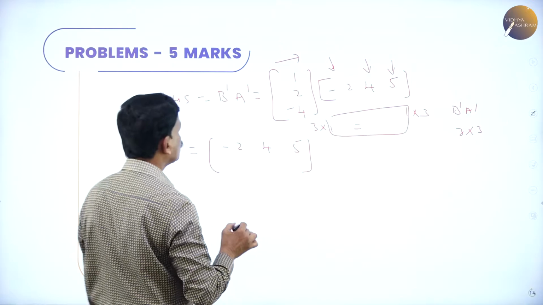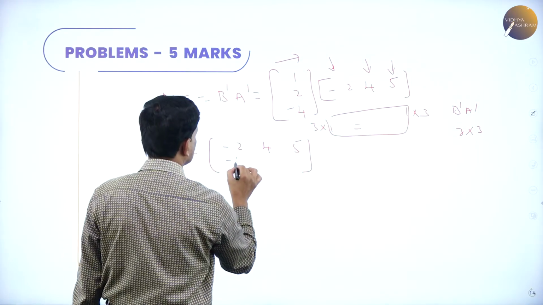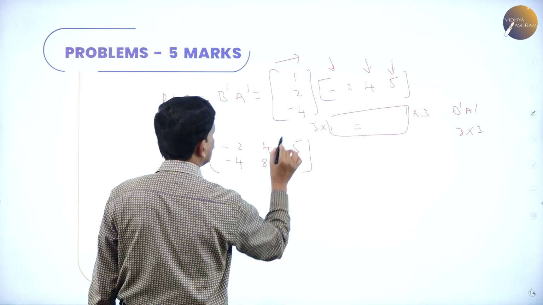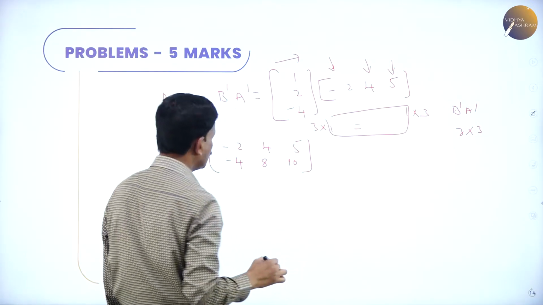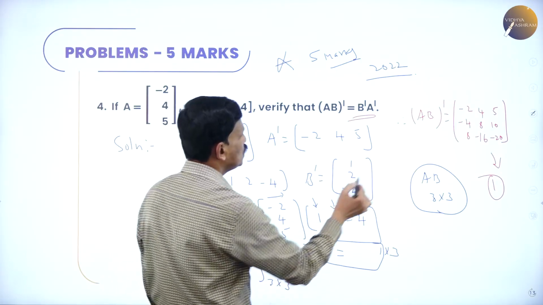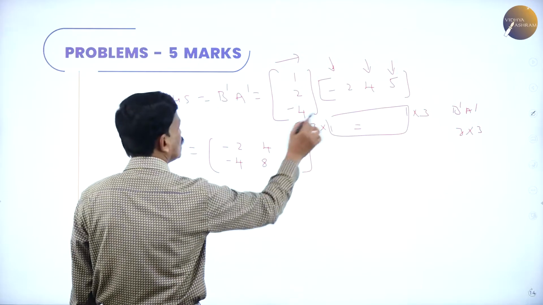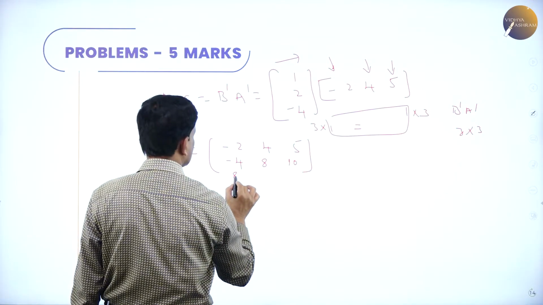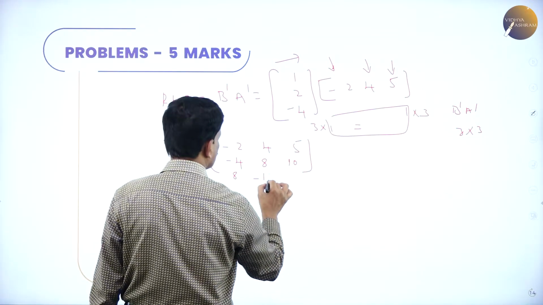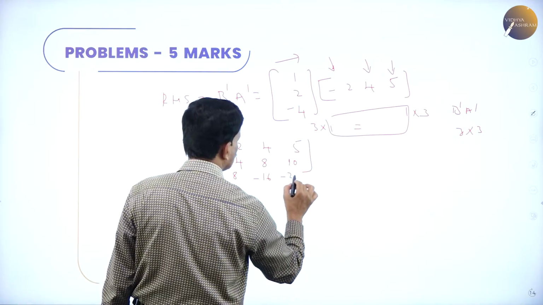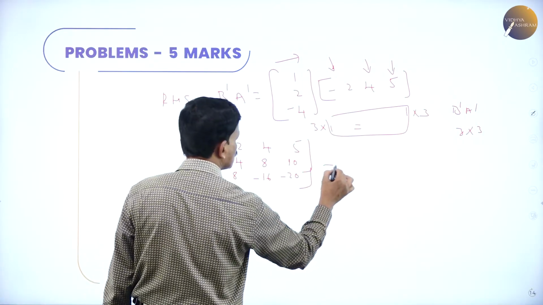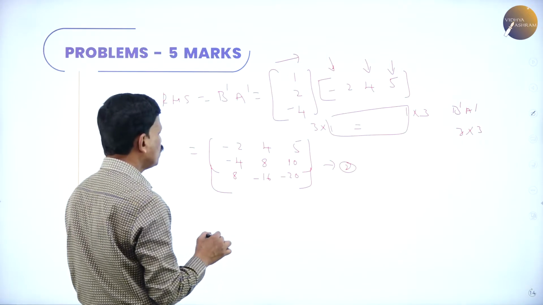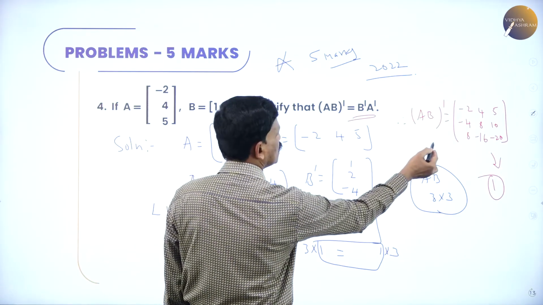Okay. Now second row. 2 into minus 2 is minus 4, 2 into 4 is 8, 2 into 5 is 10. Second row: minus 4, 8, 10. See, minus 4, 8, 10. Correct. Next, the last: minus 4 2s are minus 8, minus into minus plus, minus 4 4s are 16, minus 4 5s are minus 20. So this is the third row.